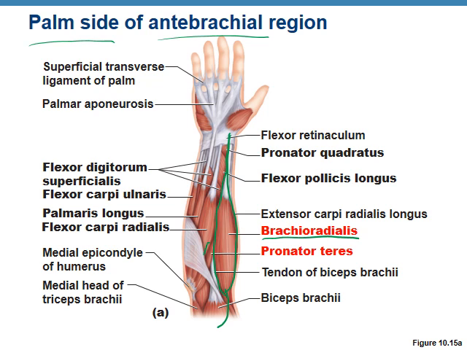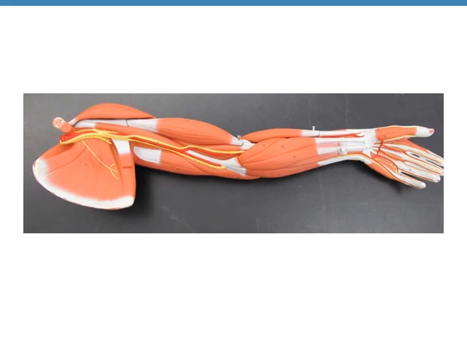But we also have the pronator teres. And remember pronator, pronate, supinate. So supinate is your palm up. Pronate is when you rotate the radius over the ulna and your palm is now facing down. That's the muscle that we're going to use, the pronator teres.